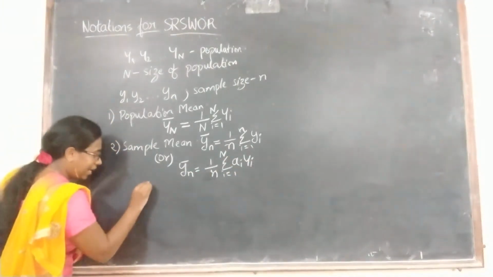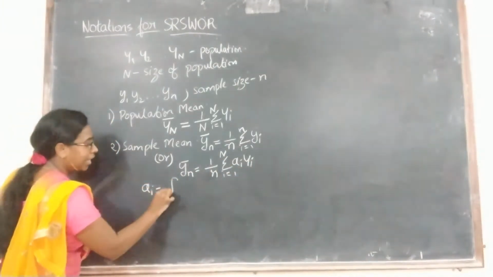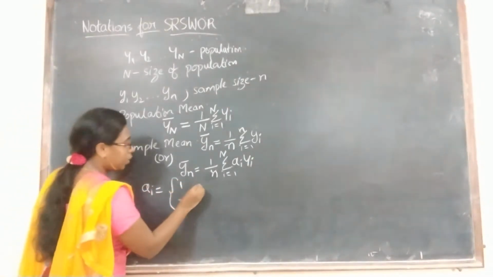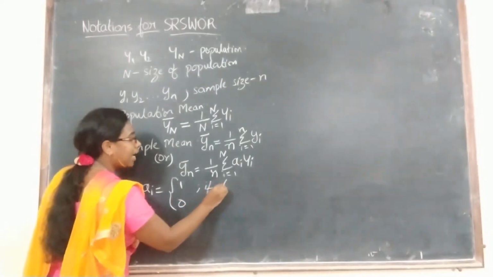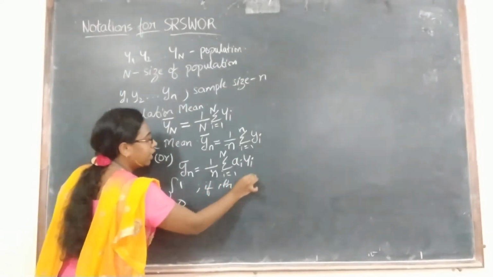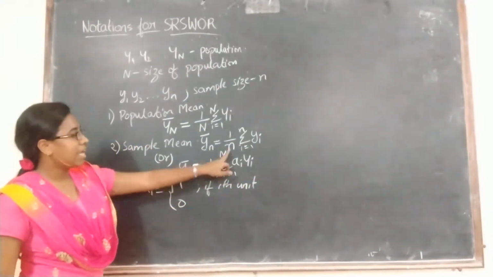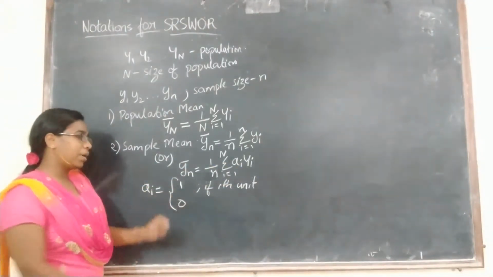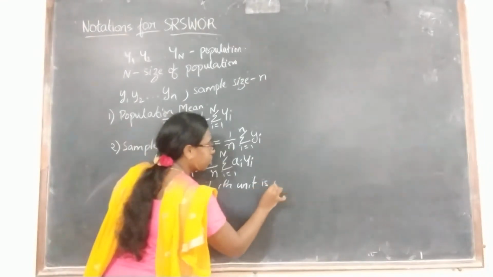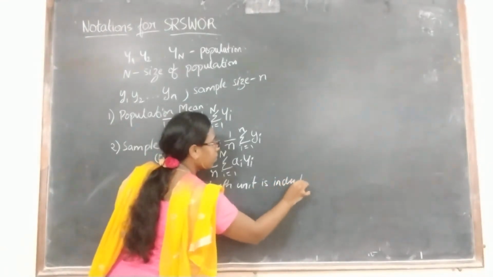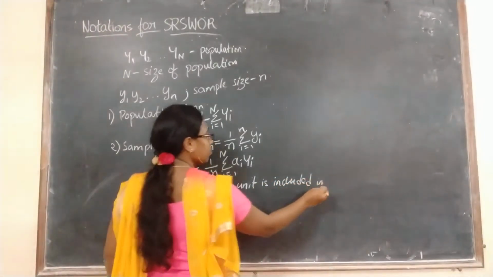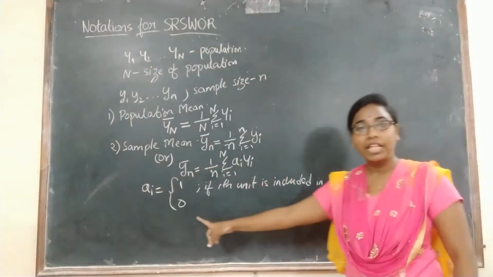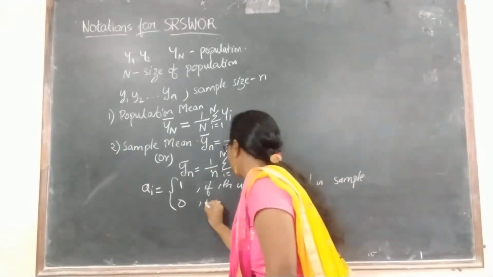Here ai takes two values, that is, ai takes the values 1 and 0. It takes the value 1 if the ith unit is included in the sample. If the ith value is included in the sample, you will take the ai value as 1. If your ith unit is not included in the sample, then you will take 0.